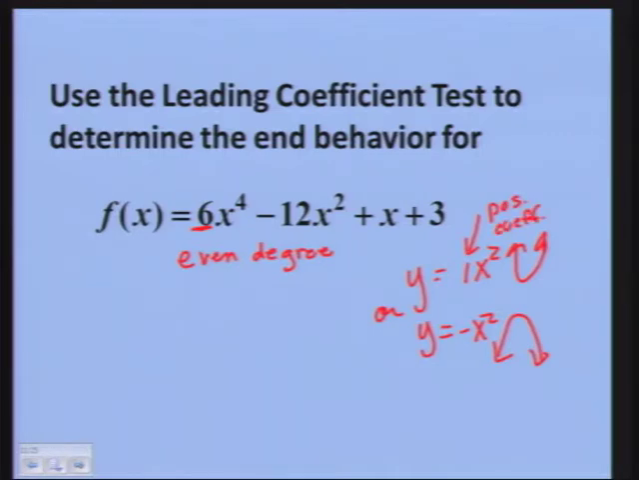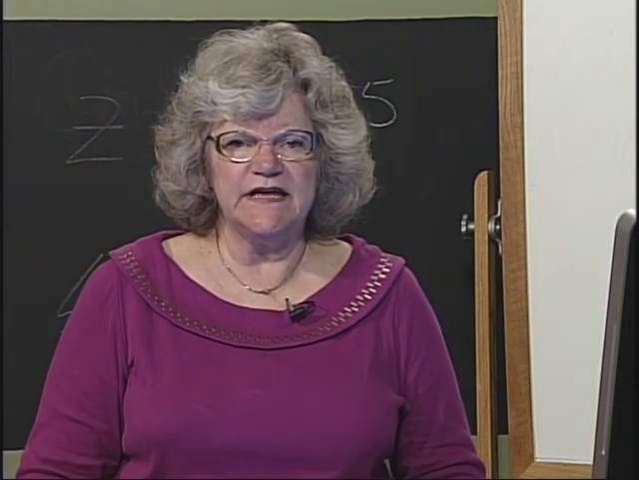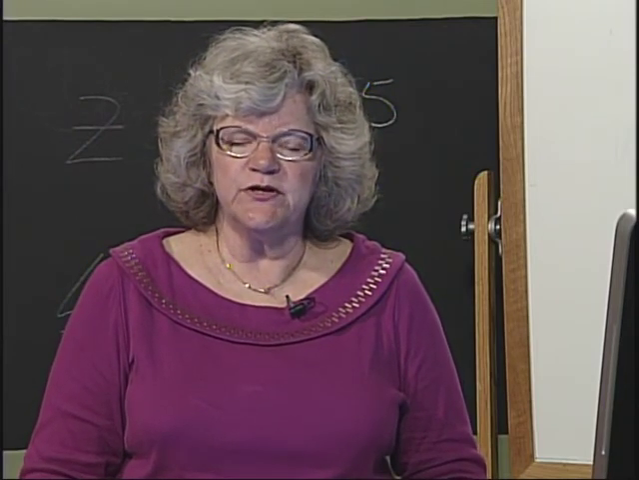Since y equals x squared with the positive coefficient here turns up, we're going to say that it rises to the right and falls to the left. Okay, not hard, is it? So we see that using the lead coefficient test to test for end behavior is relatively easy. Next, we're going to look at zeros of polynomial functions.